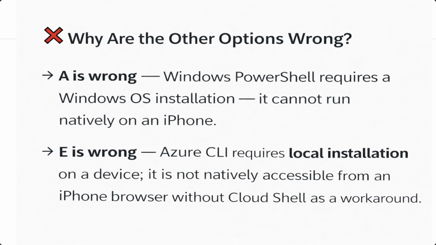Why are the other options wrong? A is wrong. Windows PowerShell requires a Windows OS installation. It cannot run natively on an iPhone. E is wrong. Azure CLI requires local installation on a device. It is not natively accessible from an iPhone browser without Cloud Shell as a workaround.